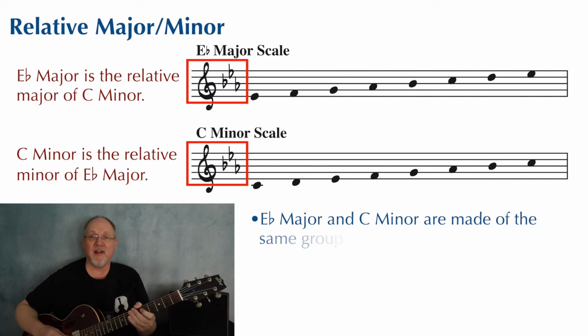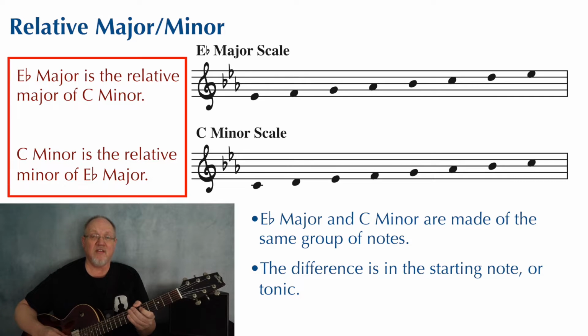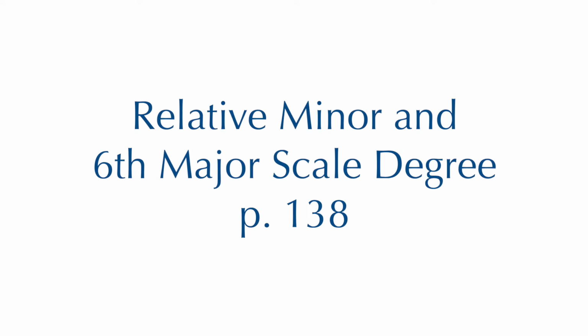Because C minor and E flat major share the same flats, they share the same key signature. As a matter of fact, they're made up of the exact same notes. The only difference is your starting point. So because C minor and E flat major share the same notes, C minor is the relative minor of E flat major, and vice versa. E flat major is the relative major of C minor.